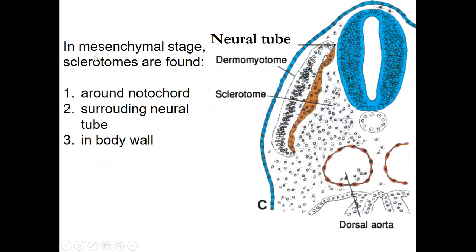Okay, in the mesenchymal stage, the sclerotomes are found around the notochord. Okay, the sclerotome can be found around the notochord. If you see here, this is the notochord. And the sclerotome also can be found surrounding the neural tube. You can see here, it surrounds the neural tube, right? The blue color circle here is actually the neural tube. And also the body wall. So this is the area where you can find the sclerotome.